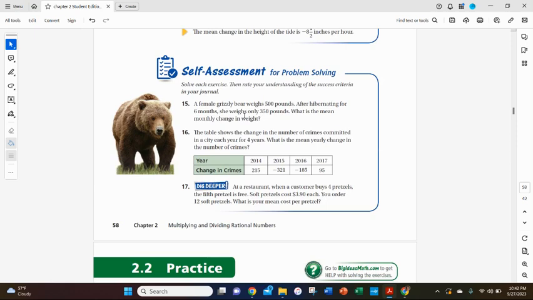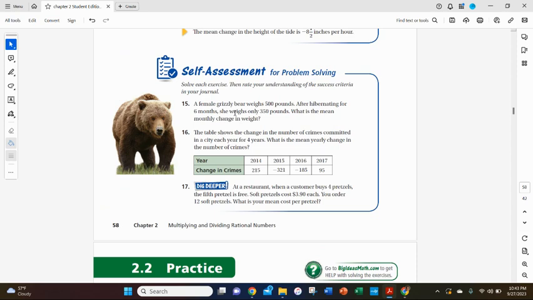So it says a female grizzly bear weighs 500 pounds. It's kind of weird that they have the self-assessment. Anyway, this is something different with our new book. A female grizzly bear weighs 500 pounds. After hibernating for 6 months, she weighs only 350 pounds. What is the mean monthly change in weight?